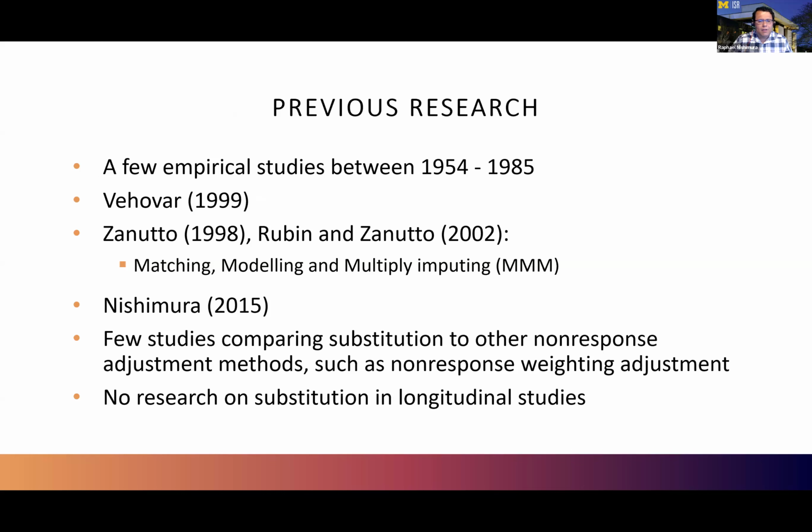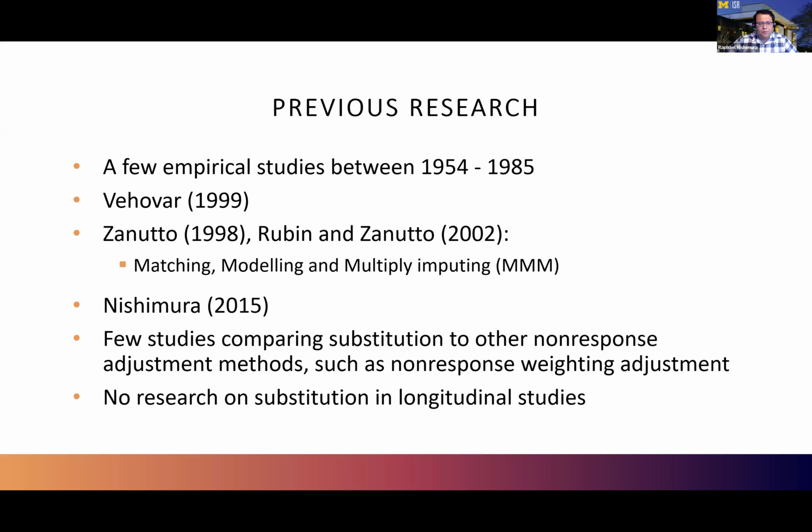So I said that there hasn't really been a lot of research in this area, and essentially what I'm listing here accounts for maybe 90 or 90+% of the research, which, you see, is not a lot. There have been a few empirical studies over the period from 1954, the earliest one that I was able to find, to 1985. Then Vehovar wrote a very interesting paper, I believe in the Journal of Official Statistics, about field substitution, which is something similar to what we're going to look into here.